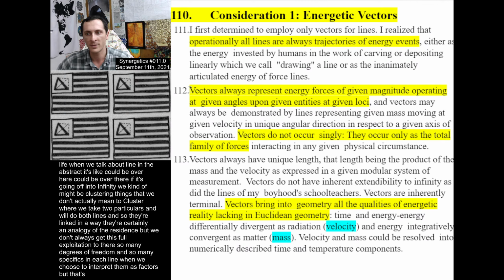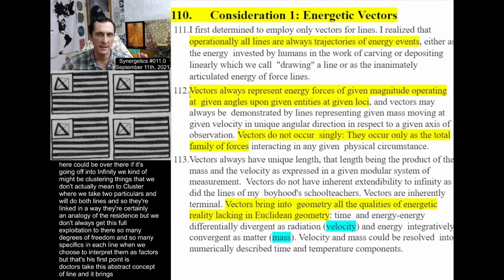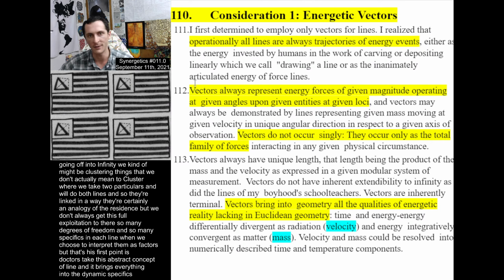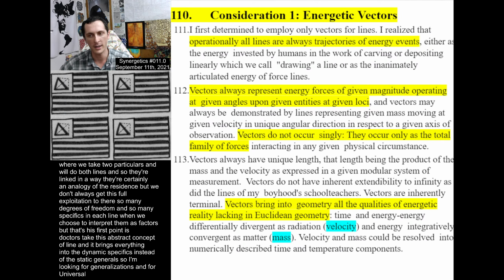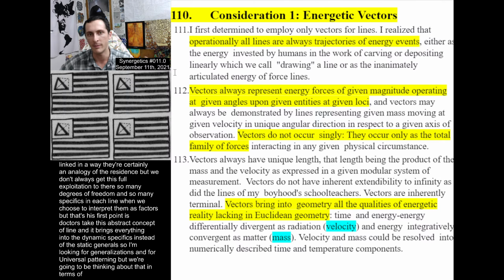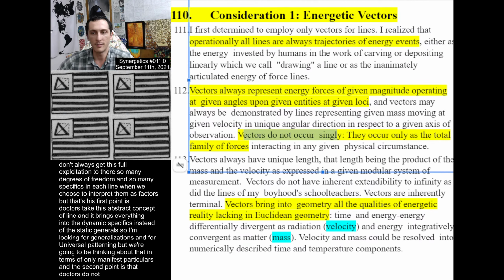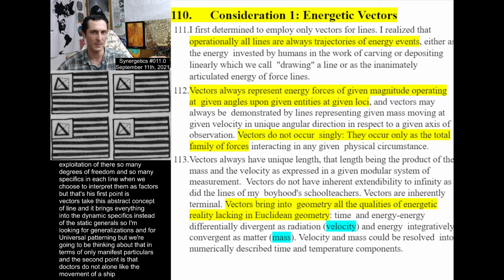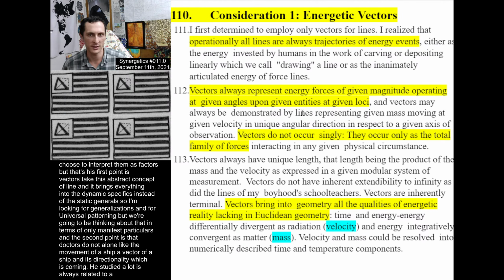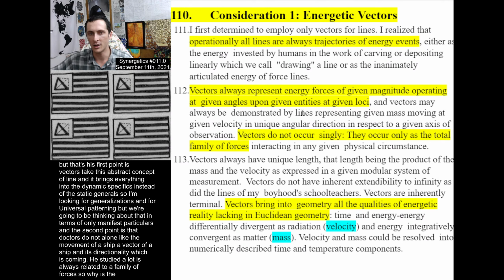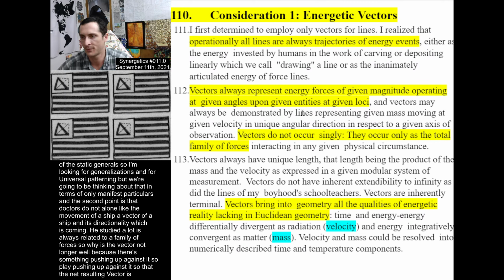So that's this first point, is vectors take this abstract concept of line and bring everything into the dynamic specifics instead of the static generals. So again, we're going to be looking for generalizations and for universal patterning, but we're going to be thinking about that in terms of only manifest particulars. And the second point is that vectors do not occur alone. Like the movement of a ship, a vector of a ship in its directionality, which is something that Bucky studied a lot, is always related to a family of forces. So why is the vector not longer? Well, because there's something pushing up against it so that the net resulting vector is so and so long.